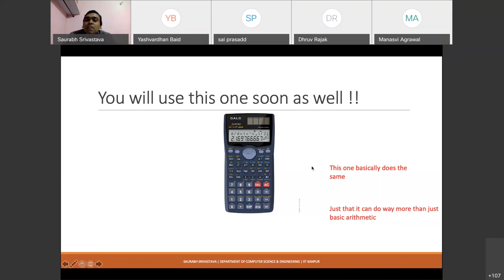Sarthak, do you have any question? No, sir. Okay, just mute yourself. So basically it is the same. People call it a calculator. It's not really the same, but for a layman, it is exactly the same. It's just that it has far more buttons. So people probably would feel that it can do more than addition, subtraction.